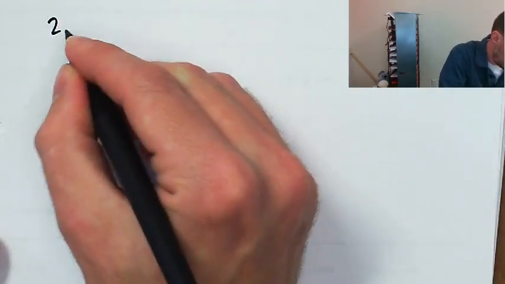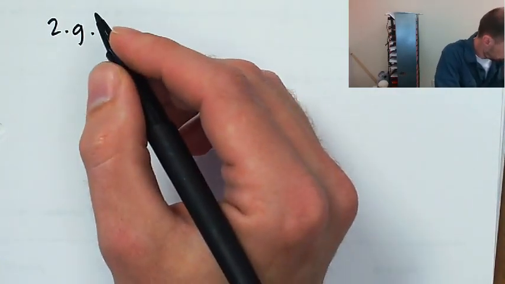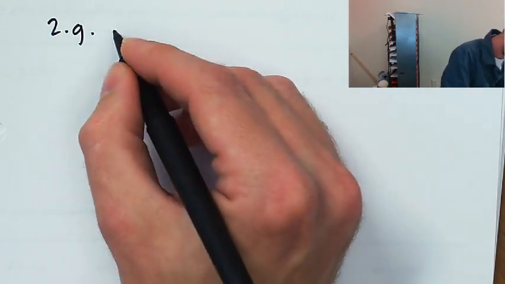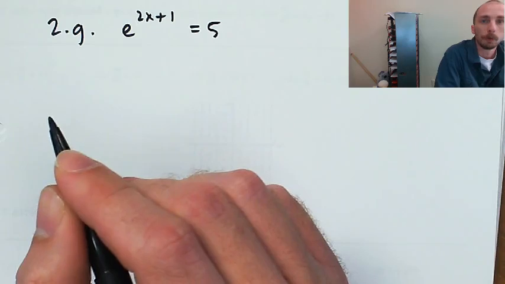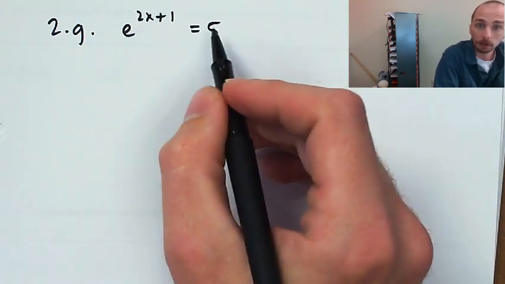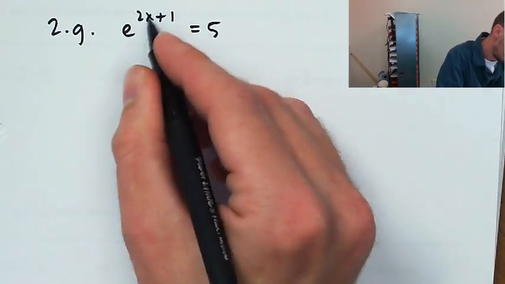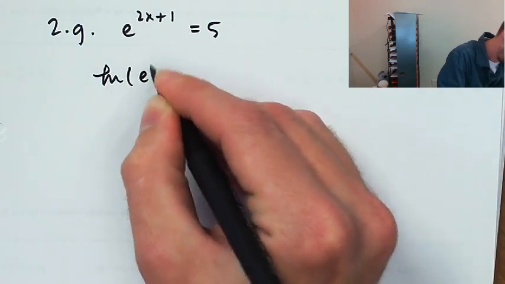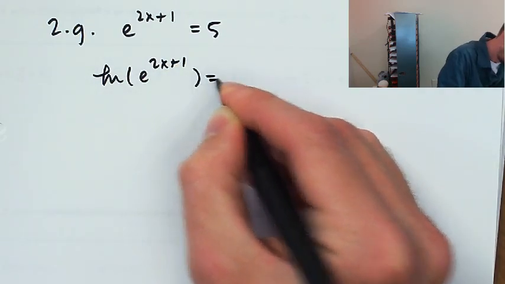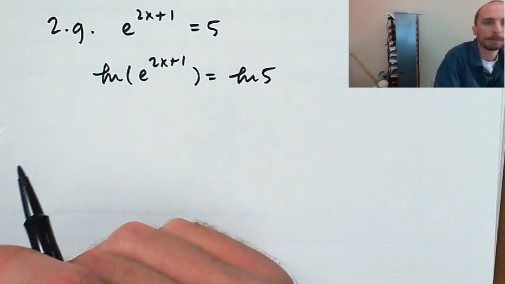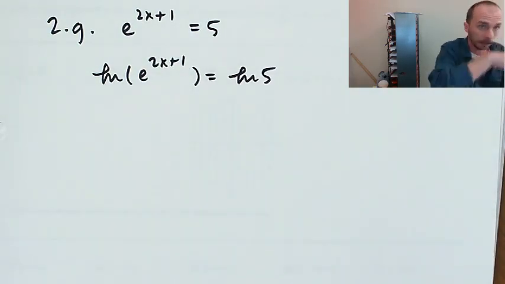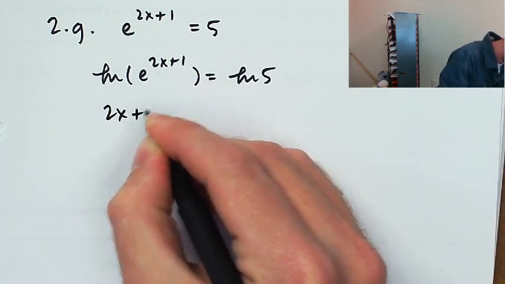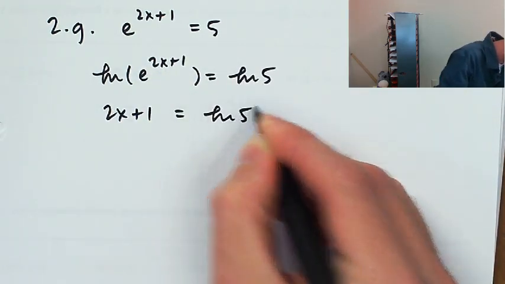All right, 2g. e to the 2x plus 1 equals 5. Okay, we're going to take the natural log of both sides to get this down out of the exponent. So the natural log of e to the 2x plus 1 is going to equal the natural log of 5. And then, okay, natural log of e to a thing is just that thing. So I'm getting 2x plus 1 equals natural log of 5.